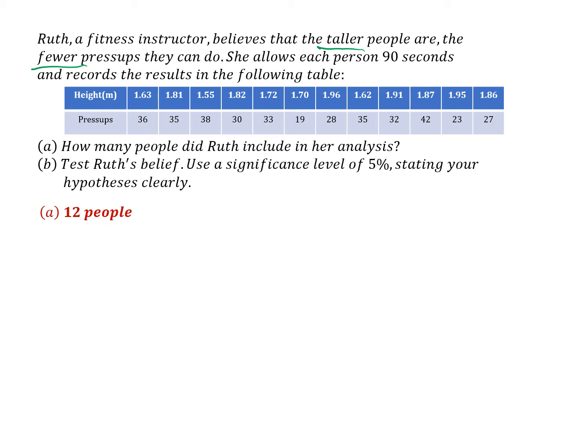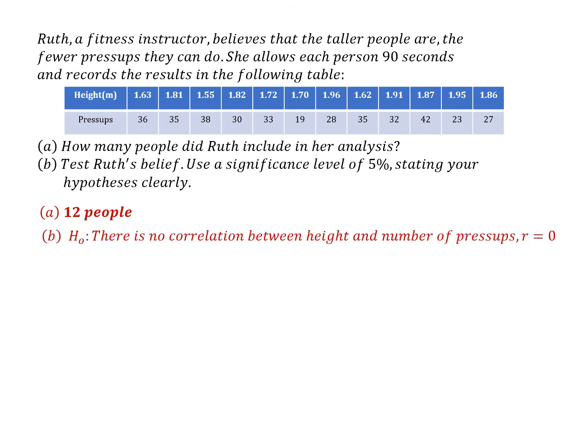And the null hypothesis is that there's no correlation between height and the number of press-ups. That's the status quo. So we put that into an equation by saying R, which is the product moment correlation coefficient, is equal to 0.